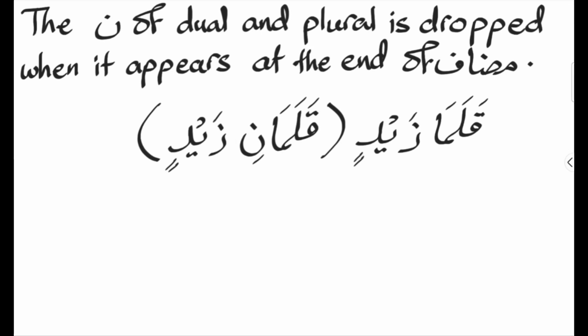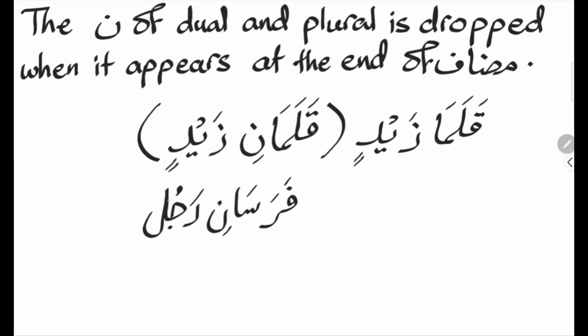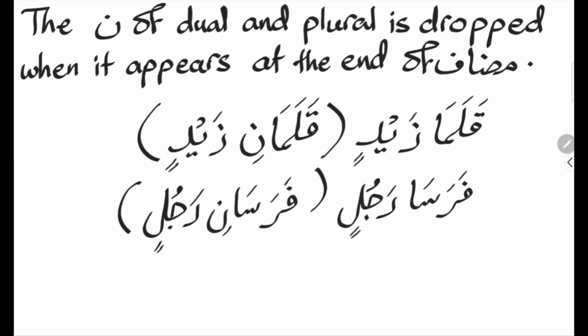Or you want to say a man's 2 horses. So a horse in Arabic is farasun. The dual for that in halat rafa is farasani. So obviously it's going to be farasani rajulin. But as I told you before, the noon of dual and plural is dropped when it appears in the end of mudaf. Since farasani is appearing as a mudaf here, you're going to drop the noon. So farasani rajulin is going to become farasa rajulin. So these were examples of dual.